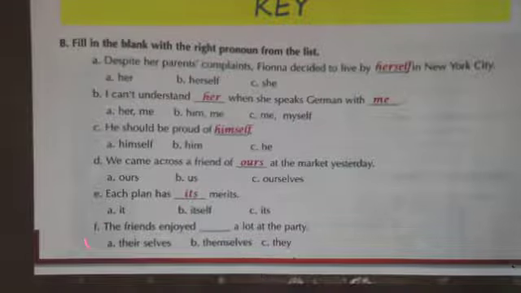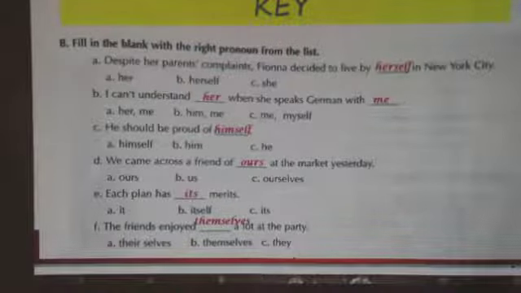Now the last one, F, the friends enjoyed a lot at the party. We have their selves, which I think doesn't fit. Their plus selves, okay? So here we have themselves, reflexive pronoun, and they. As I have said earlier, they takes the place or the position of the subject. And in the blank here, we don't need the subject, okay? So the friends enjoyed themselves a lot at the party.